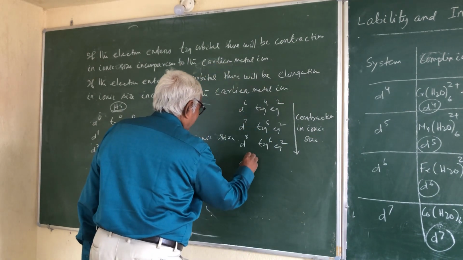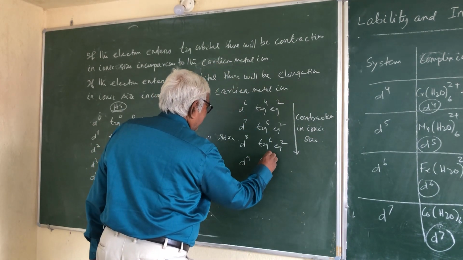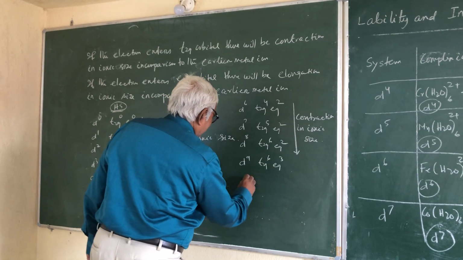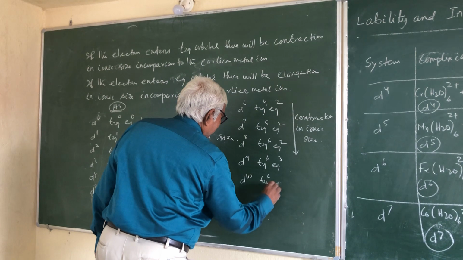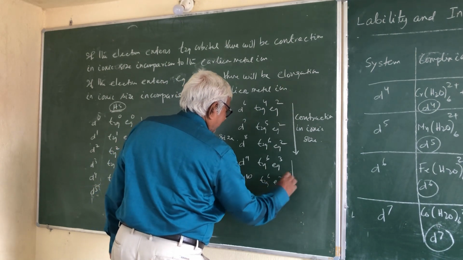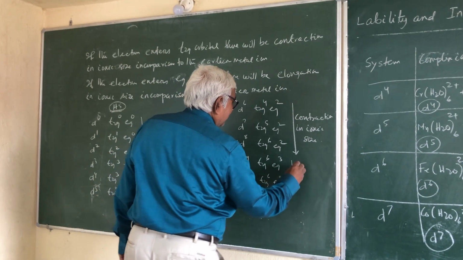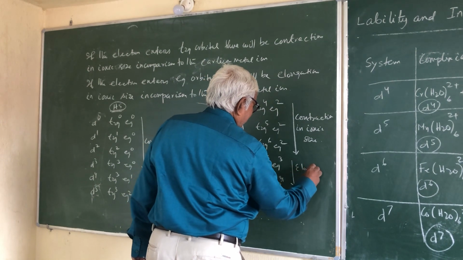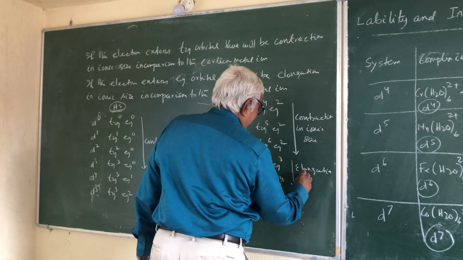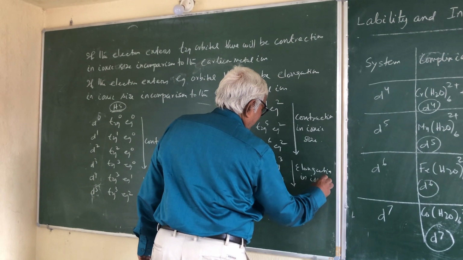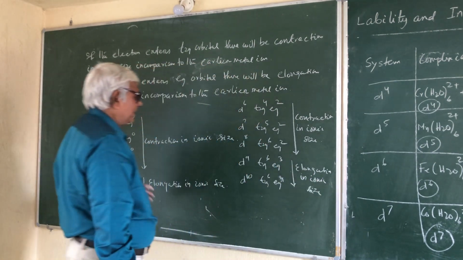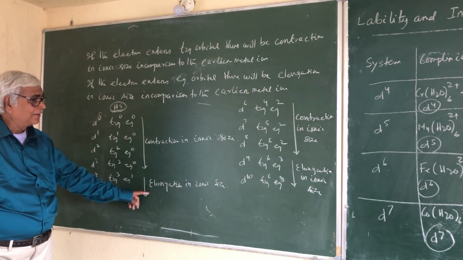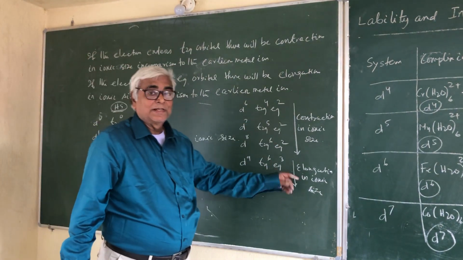Then d9 is t2g6 eg3, and d10 is t2g6 eg4. Again there is elongation in ionic size. So first there will be contraction, then elongation, then contraction, then elongation.